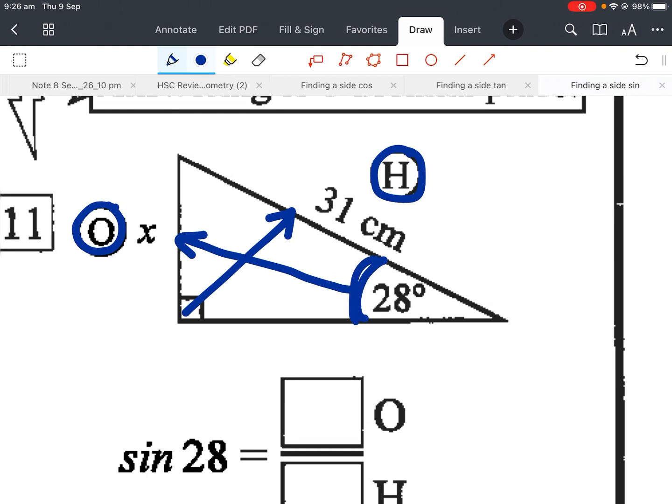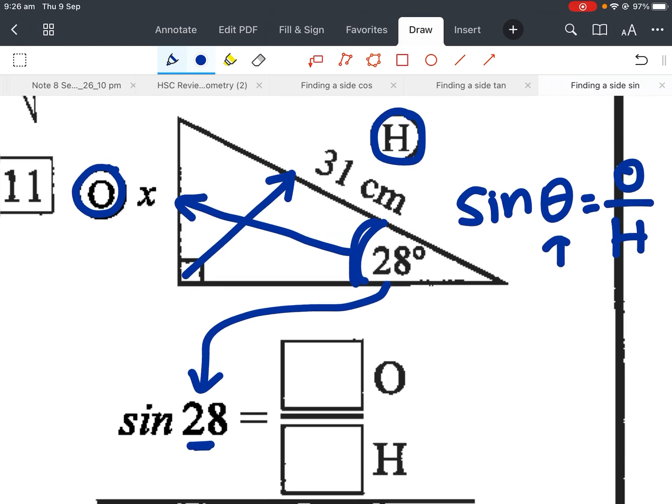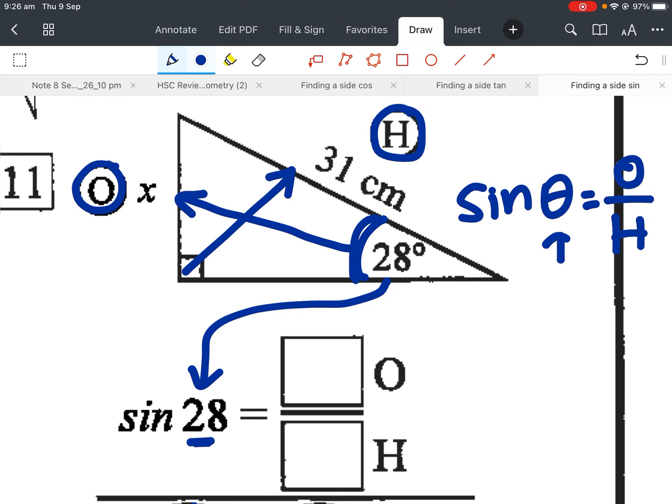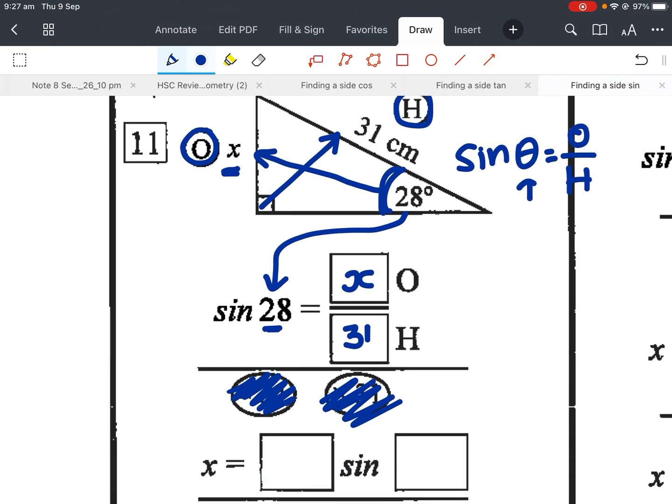All right. So remember, here's our formula, sine theta equals opposite over hypotenuse. So we always put the angle, 28 degrees, where the theta goes. So that's why we've written it down here. And we're going to put the opposite side, which we don't know at the moment, that's an X. X goes on top. And the hypotenuse has a 31 on it, so that goes on the bottom.